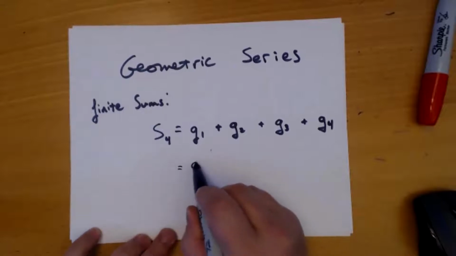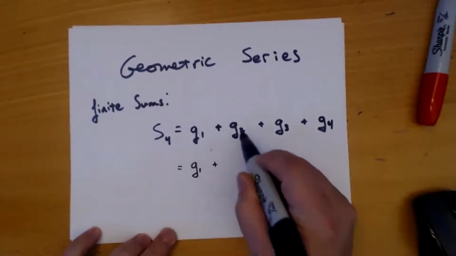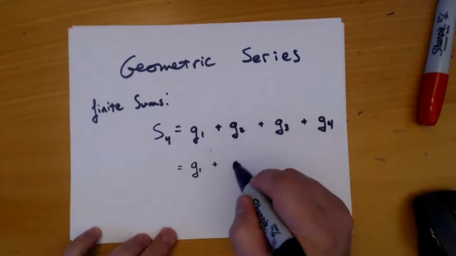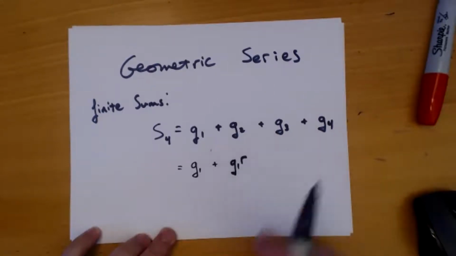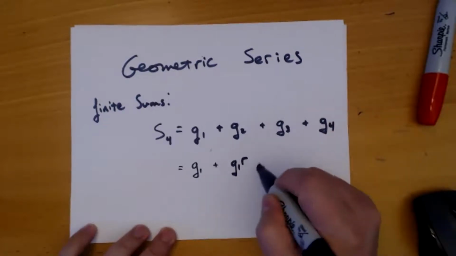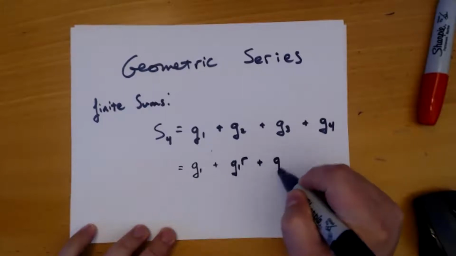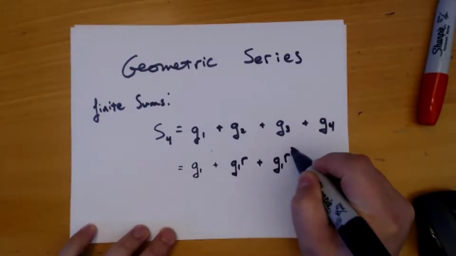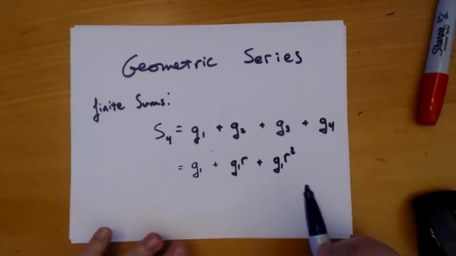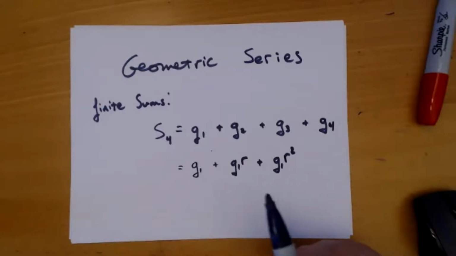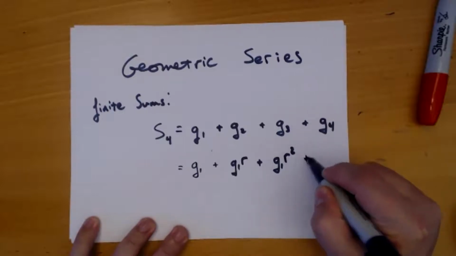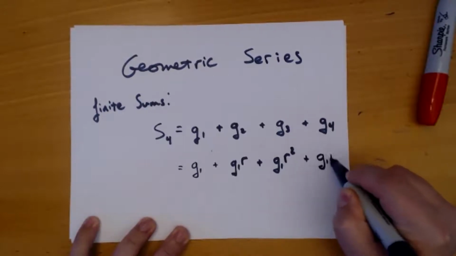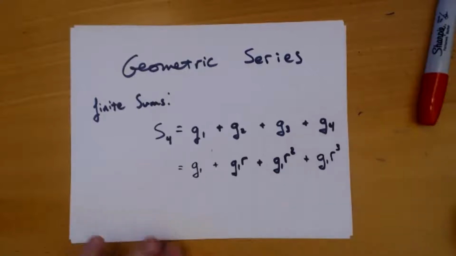And to do that, I'm going to realize what G2 is. G2 is G1 times R. And then G3 is G1 and 2 R's. Remember, that was the formula that we got, right? You use R to make the next guy down the road. And then G1, and then 3 of them. All right.